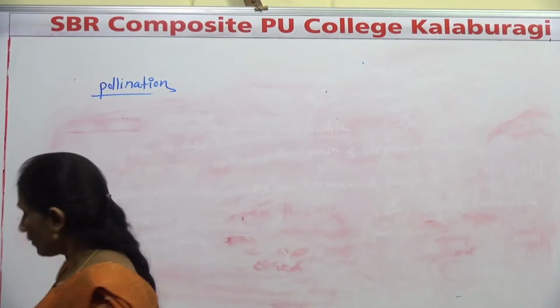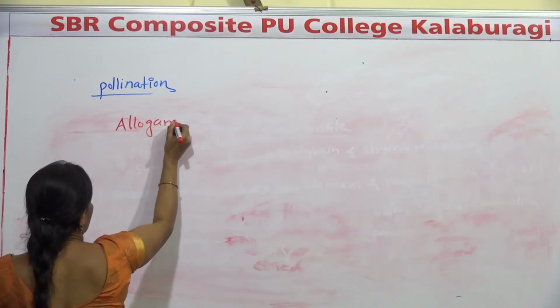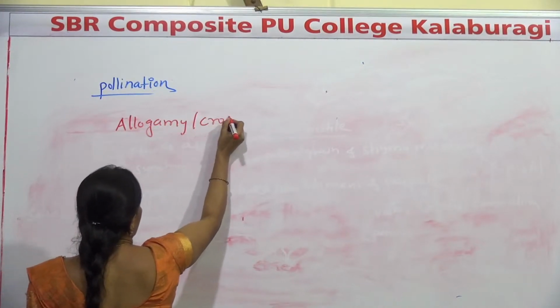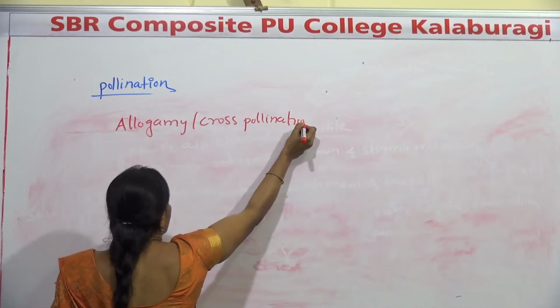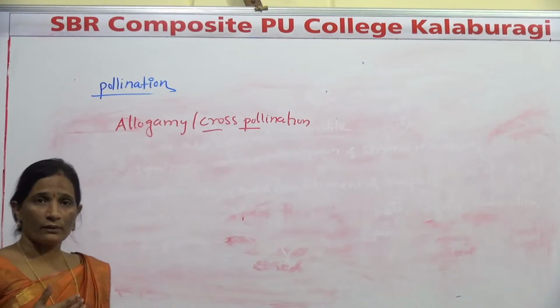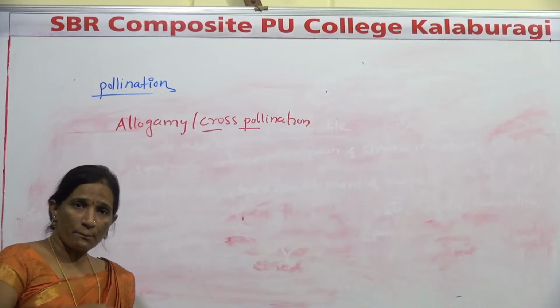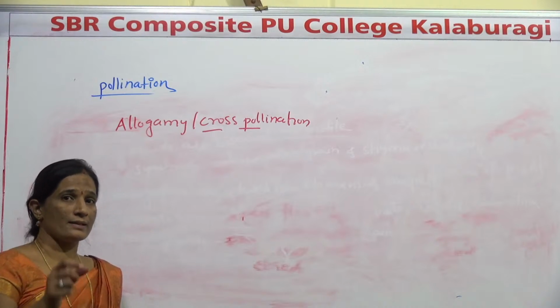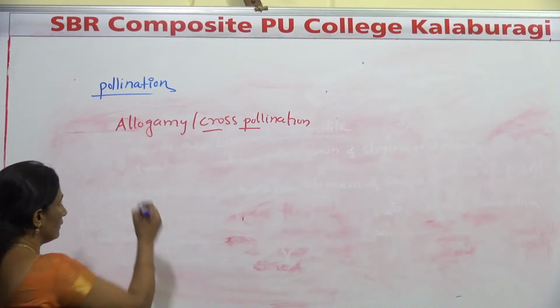Going to allogamy, or cross pollination. Here, transfer of pollen grains from the anther of a flower to the stigma of another flower of the same plant or a different plant is called allogamy or cross pollination.